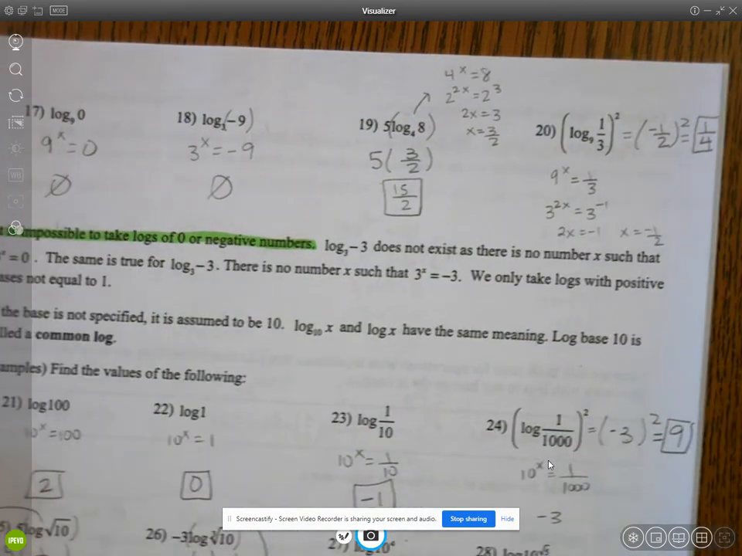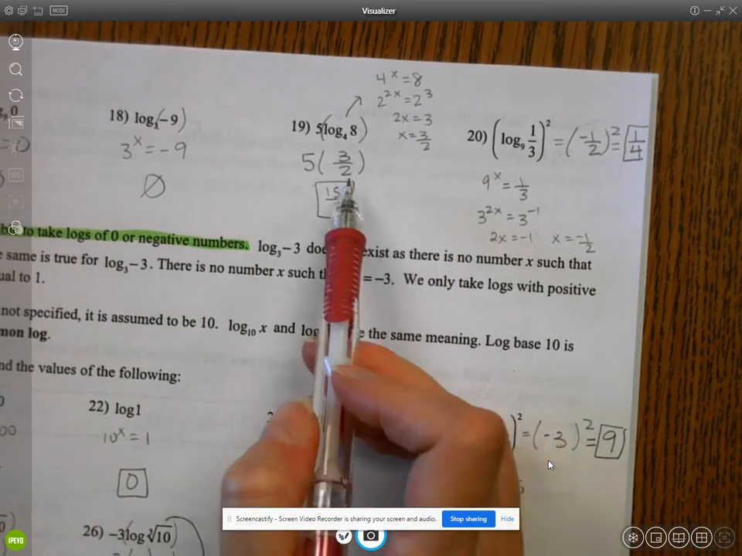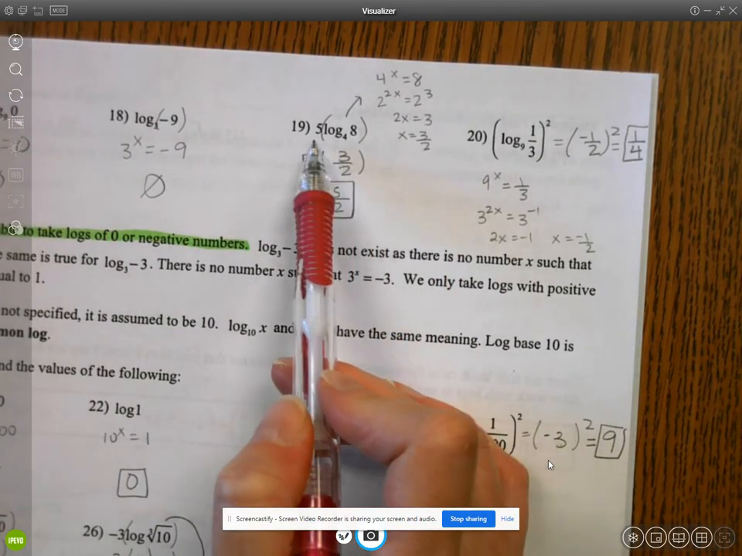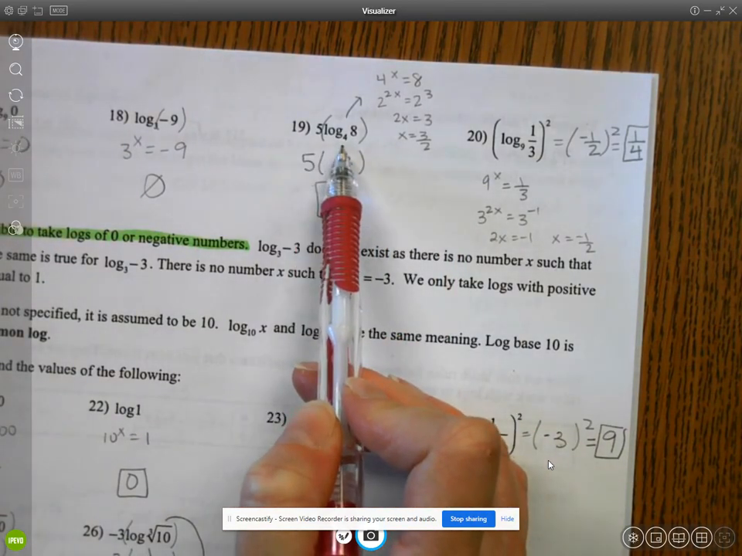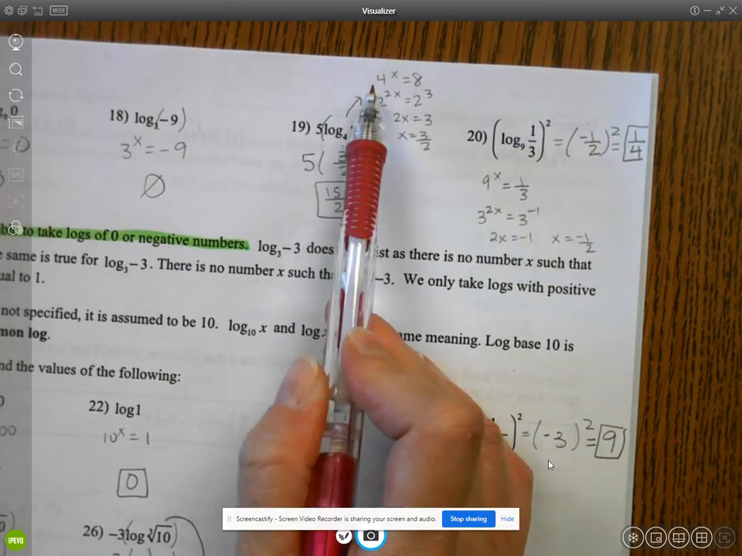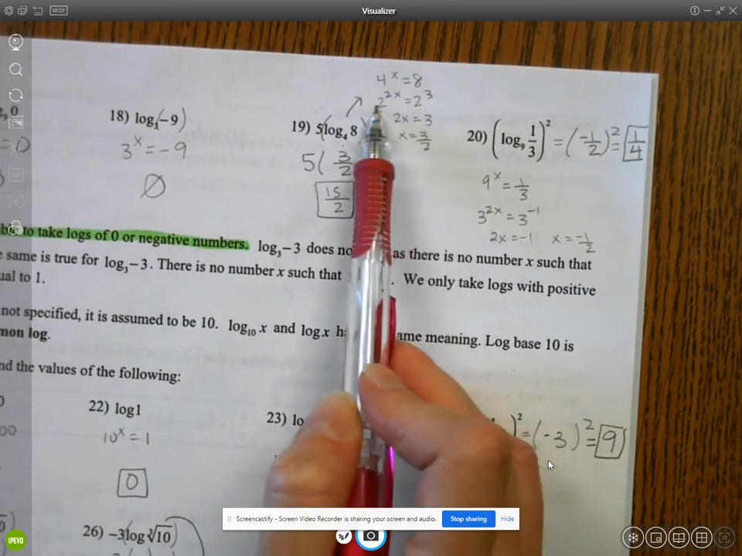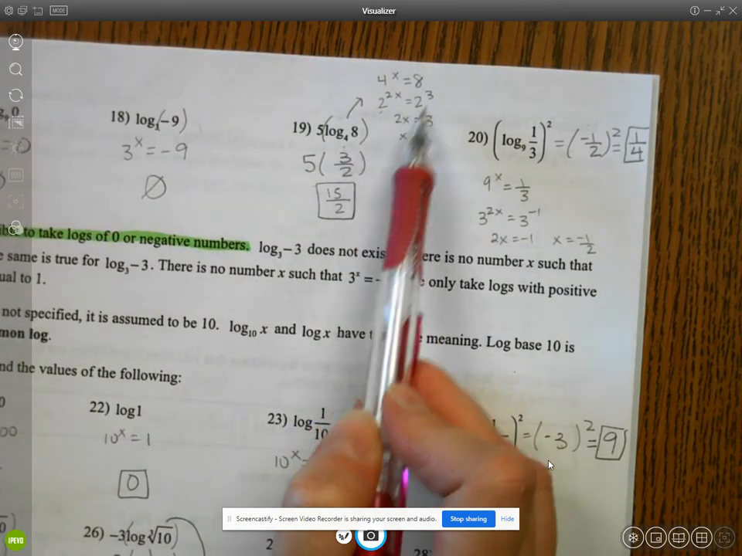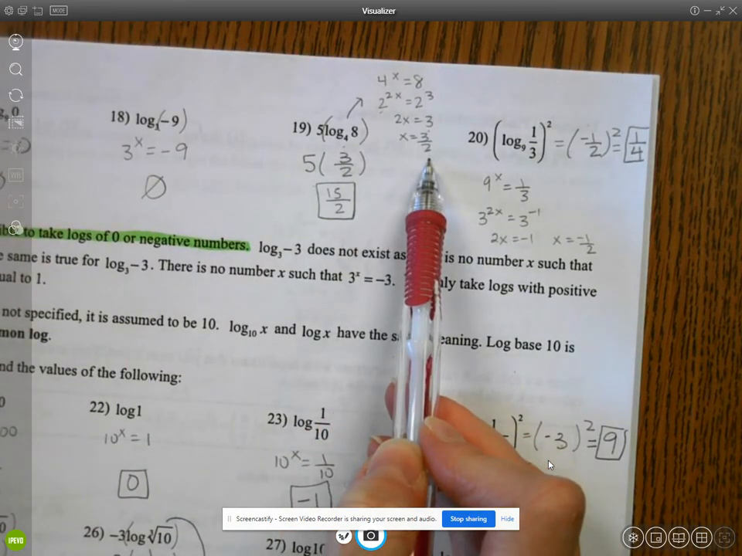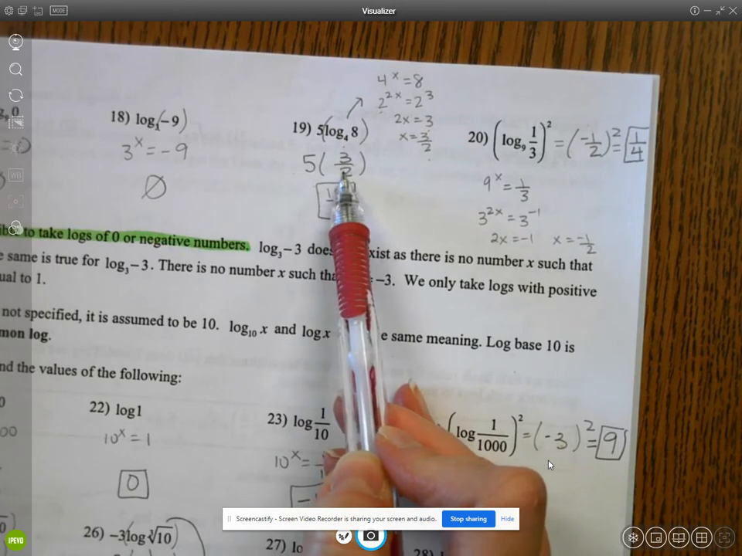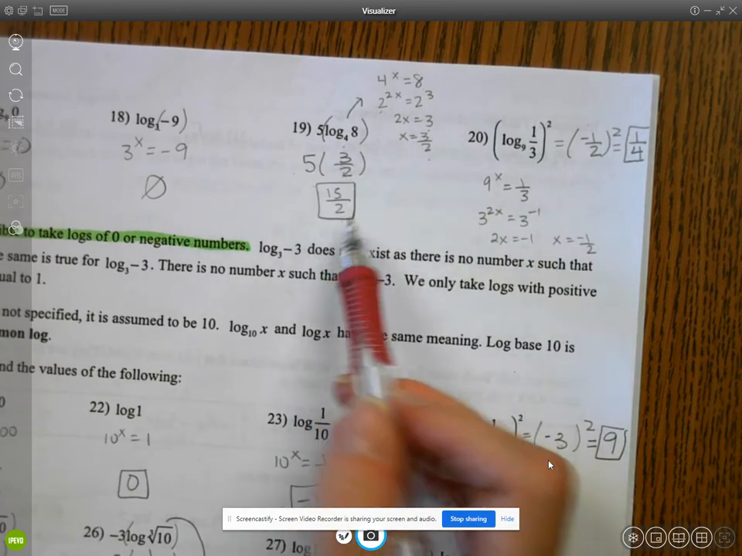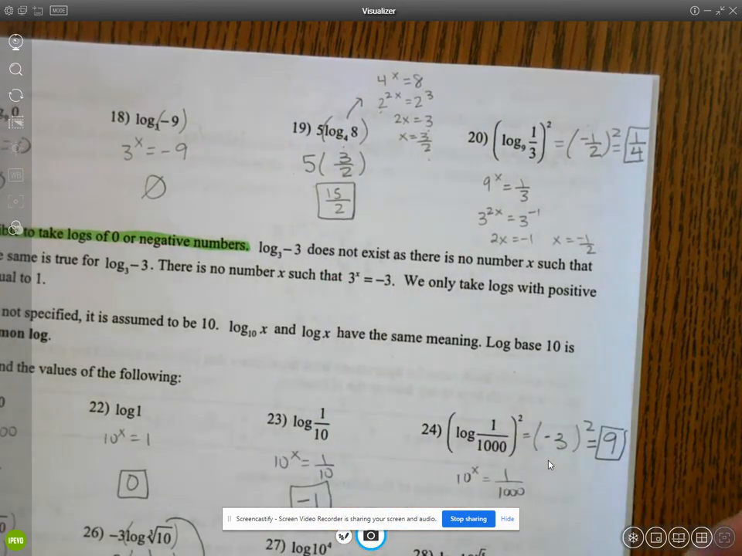All right, number 19. We are doing 5 times whatever this works out to be. So I did this work up here. I said 4 to what power is 8, and then I rewrote them both with the base of 2. Set the exponents equal and got 3 halves. So then 5 times 3 halves is 15 halves, or 7 1/2 if you want to change it to that.